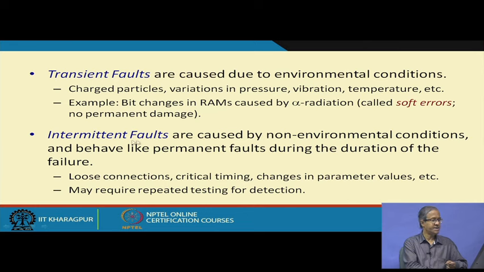In contrast, intermittent faults are caused due to non-environmental conditions like loose connections. The timing is very critical, sometimes it is meeting and sometimes it is not meeting. Changes in parameter values of transistors, resistances over time. So, this kind of faults are very difficult to detect. This may require repeated testing for detection.